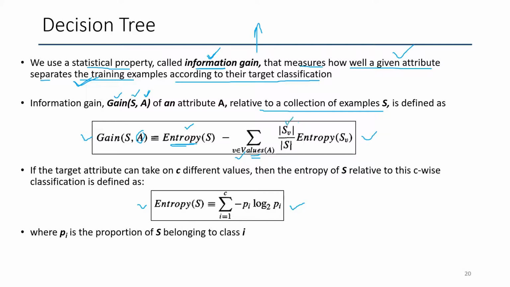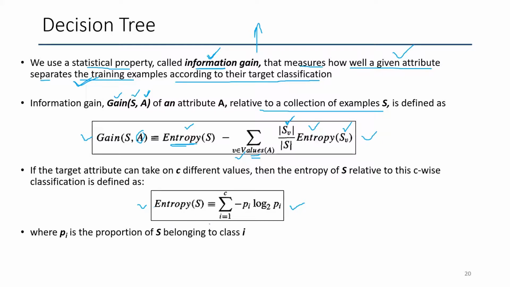Now S_v is a set of examples where, consider temperature equals hot, so it will be the set of examples where temperature is hot. So you have to take a subset of examples, find out that subset, and then again calculate the entropy. It will be clearer through the example.